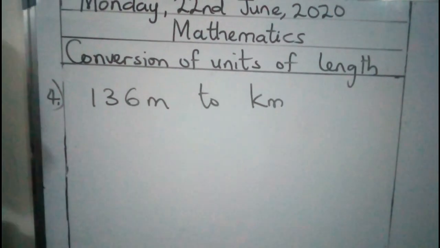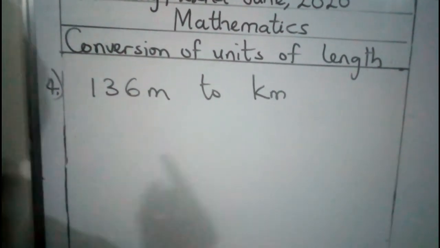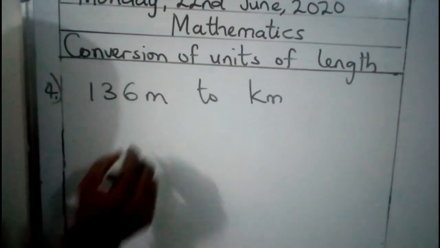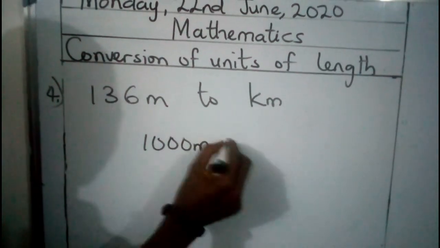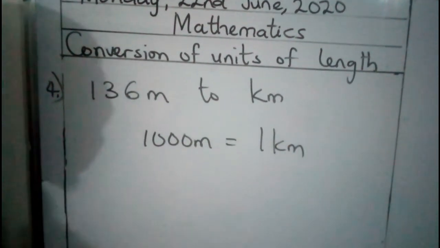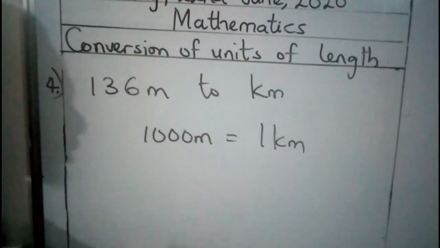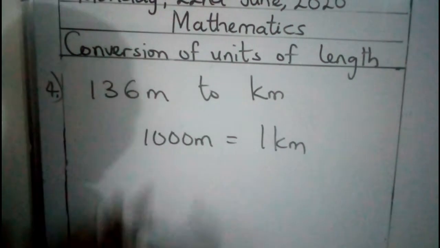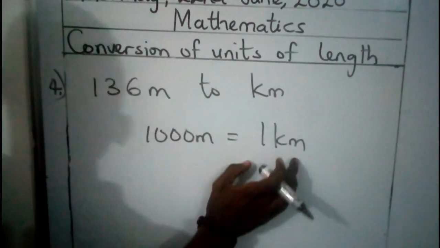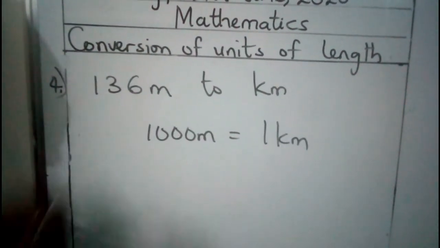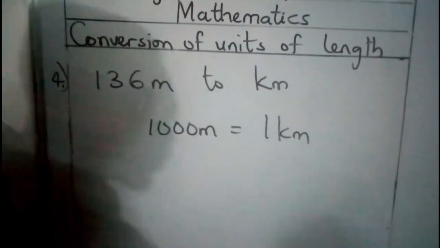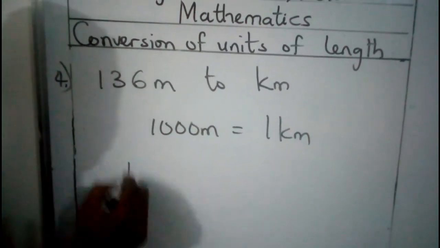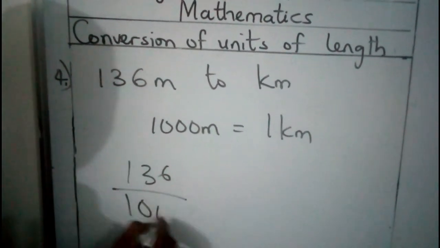136 meters to kilometers. So we are looking at meters and kilometers. What is the link between them? Remember, this is different from centimeters. 1,000 meters equals 1 kilometer. So the next thing is, let's see the mode of movement. We are going from meters to kilometers. Remember, this is a smaller unit and this is a bigger unit. So we are going from a smaller unit to a bigger unit. What do? We are expected to divide by 1,000, which is the exchange rate. So what do? 136 divided by 1,000.